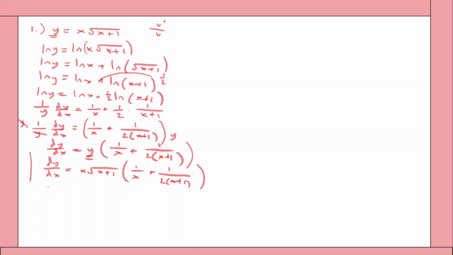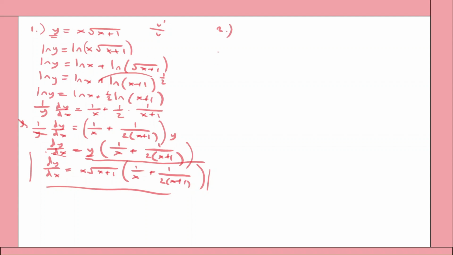So your dy dx is usually going to equal this kind of larger term, but this is all you have to do. Now I want to do a couple more examples so you can get the process down, because it's really not too bad once you do it a couple times.